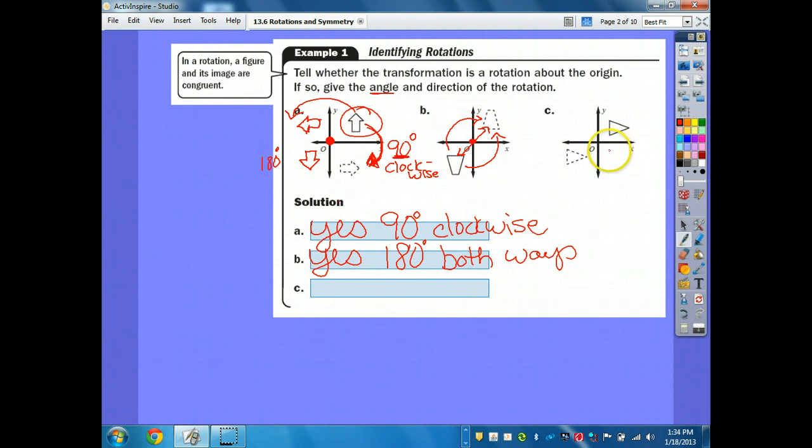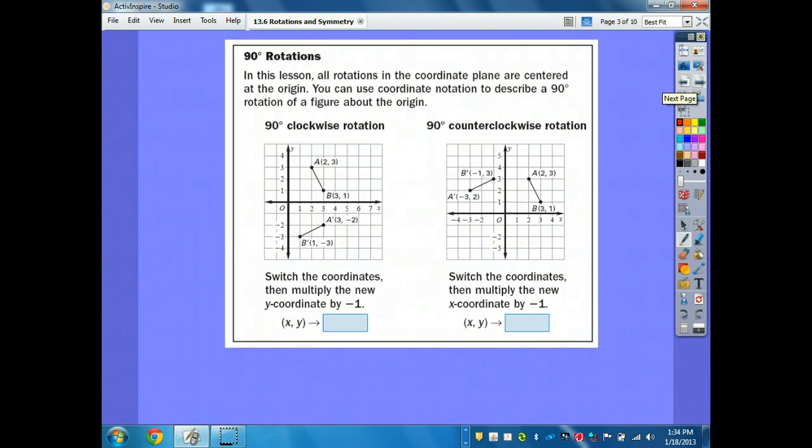How about C? No, because if we turned it, this would be pointing like that, and so here it would have to be like that, and then here would be like that. All right, so C is no. Now let's learn how to do these. Actually, I'm going to just circle a couple things on this example and then we're going to practice.